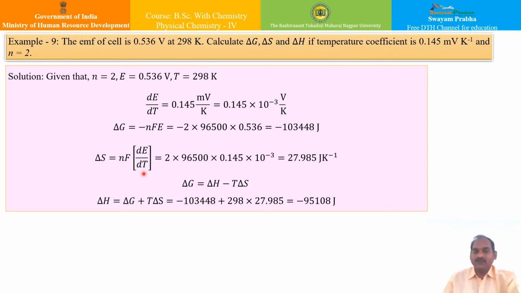This we have seen by formula. So I have all the values. If I substitute N is equal to 2, F is equal to 96,500, and dE by dT is equal to 0.145 into 10 to the power minus 3, the value comes out to be 27.985 joules per Kelvin.